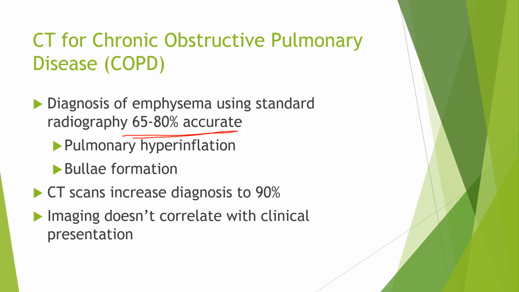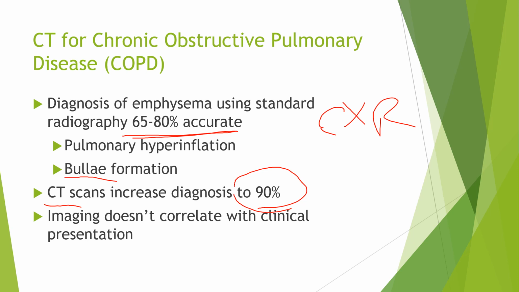You would see pulmonary hyperinflation. You could see bullae start to form. Remember, those are those little aneurysm pockets that can form in the tissue because the tissue is starting to get necrotic and dying ultimately. But if you do a CT scan, so this is X-ray, right? And then down here is CT scans. The diagnosing accuracy is up to 90%.